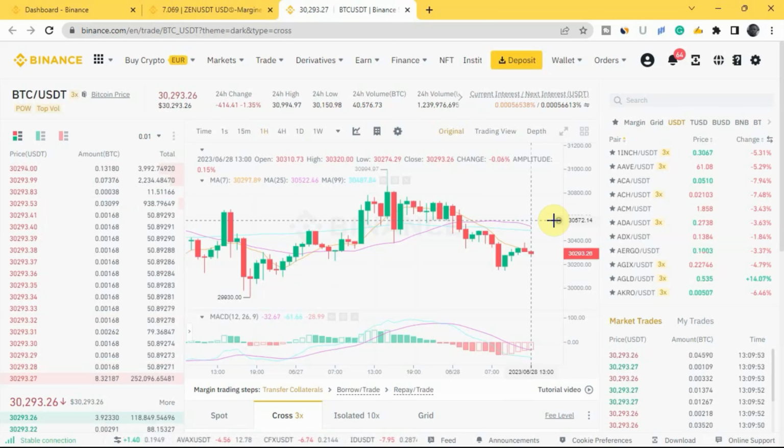Now, the first thing you need to take note of is that the futures market and the margin market are two different kinds of markets. You need to take note of that.